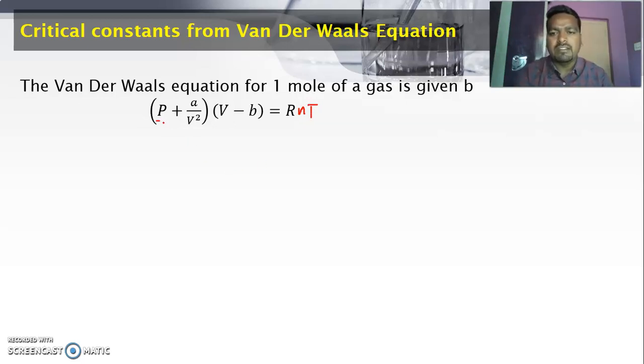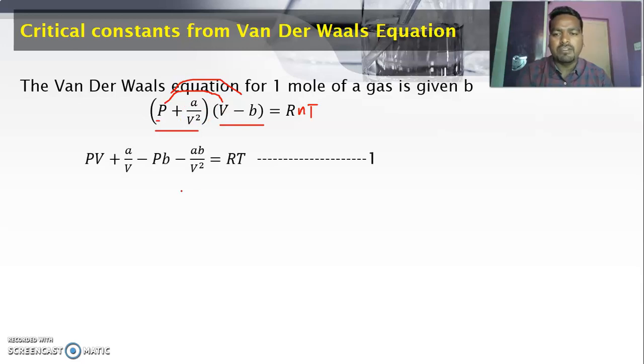Then if you multiply this term with this, we get PV plus Pb minus a by V plus ab by V square. This is the equation we are going to get. If you multiply these two terms, dear students, please go on doing it with me. This derivation involves simple mathematical expressions. Actually this is the van der Waals equation for 1 mole of gas, that is n is equal to 1, that's why it becomes RT. Before it was nRT, now it is just RT, that is gas constant and temperature.